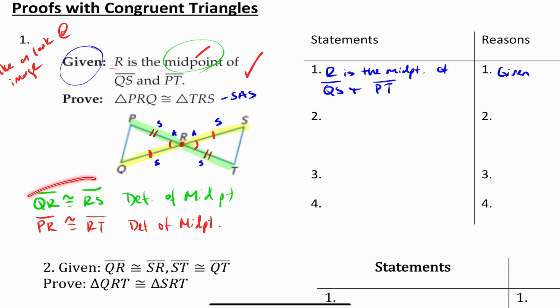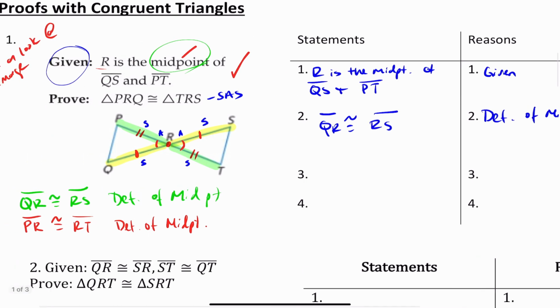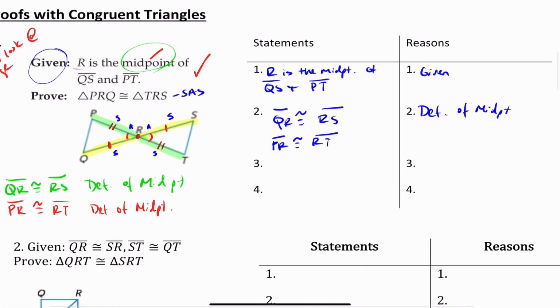So I'm going to go ahead and write this in 2. Segment QR is congruent to segment RS. And why? We said definition of midpoint. And then I'm going to say segment PR is congruent to segment RT. And that's still because of definition of midpoint.